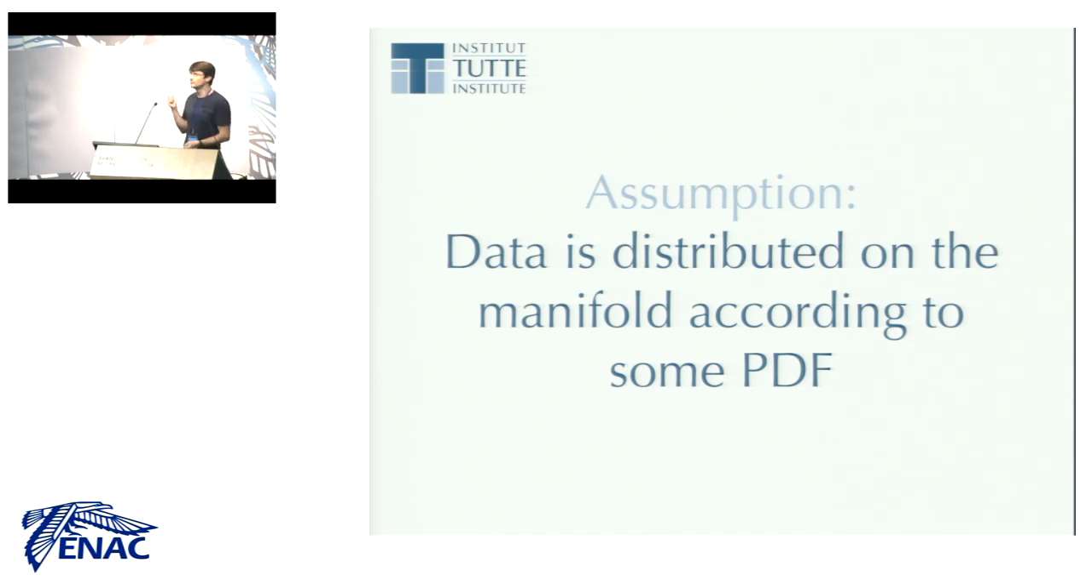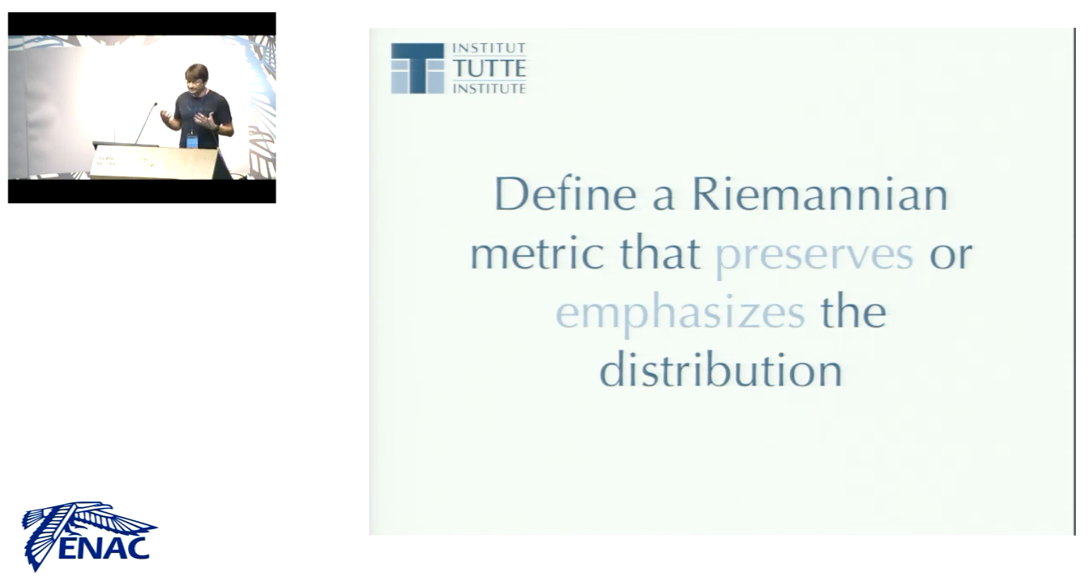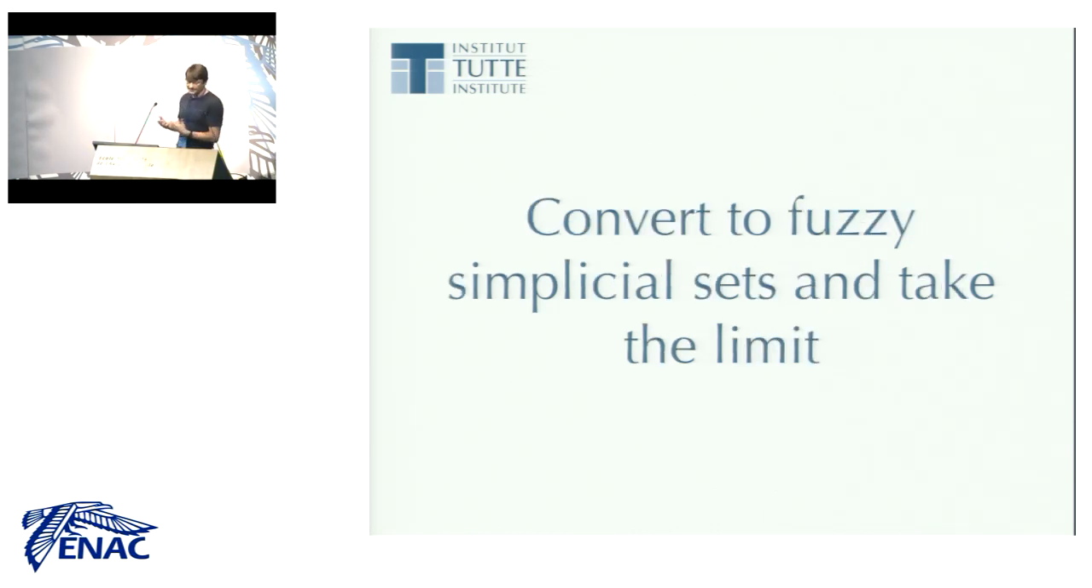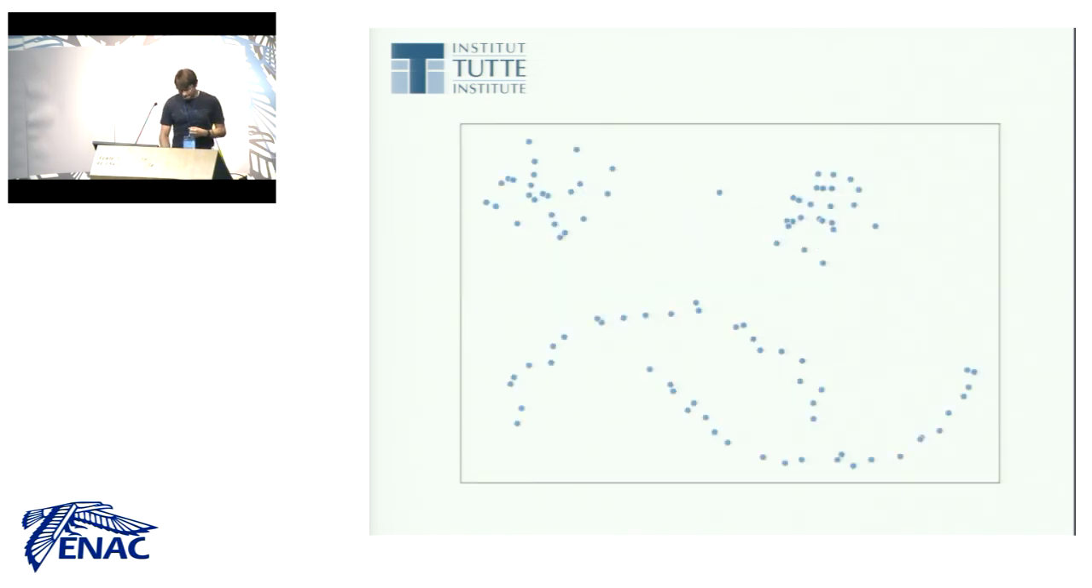This time around, we don't want to make it all uniform. In fact, because of noise in the data samples, we would actually like to do the opposite. So we're going to define a Riemannian metric that preserves or emphasizes the distribution rather than making it uniform. So this is really what we were doing for dimension reduction, just really in reverse, and that'll come through even more later. So each metric space is going to be incompatible with all the others, as we had before, but we already know how to deal with that. We can convert to fuzzy simplicial sets. As I said, we're doing the reverse of what we were doing last time, so instead of taking colimits, we're going to take categorical limits, which are really solving a system of constraints in a sense.